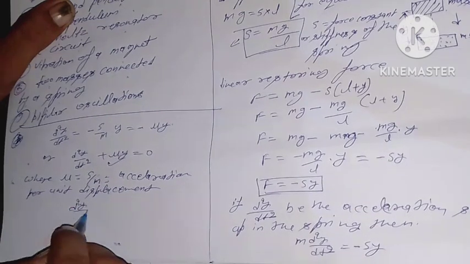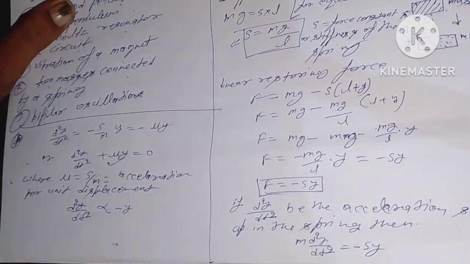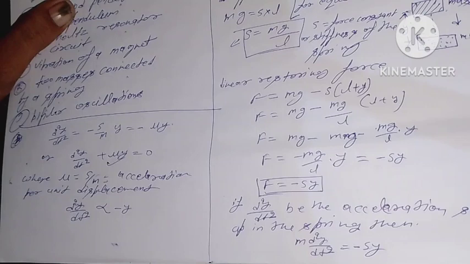Then d square y upon dt square is directly proportional to minus y. Thus linear acceleration is directly proportional to its linear displacement.